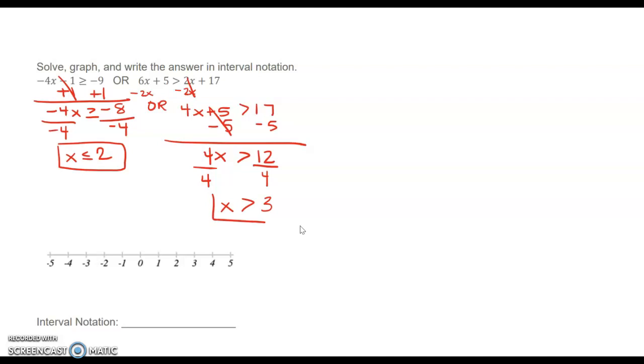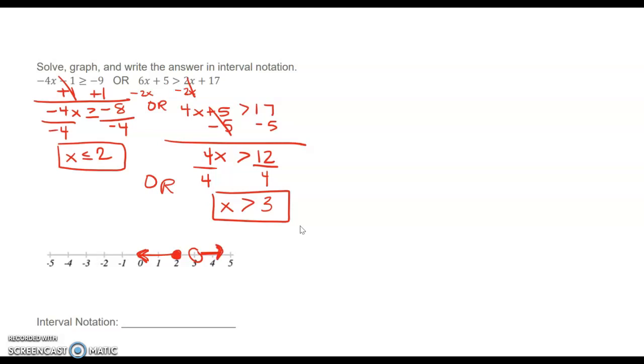Okay, so I've got my two answers here, my two inequalities solved, and keep in mind it's "or," which means anywhere there's a line is going to be the solution. So x is less than or equal to 2. Well, since it can be equal to, I'm going to have a closed circle. It's smaller than 2, or less than 2, so it's going in that direction. x is greater than 3, so I will have only an open circle at 3 because it's not equal to. And it's all the numbers bigger than 3, and so I will have a line going that way. So there is the graph.